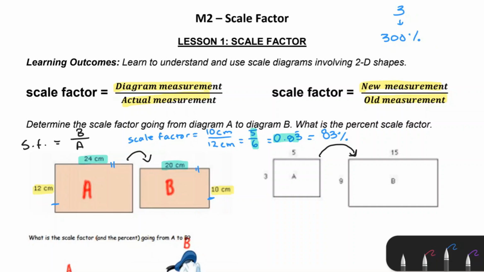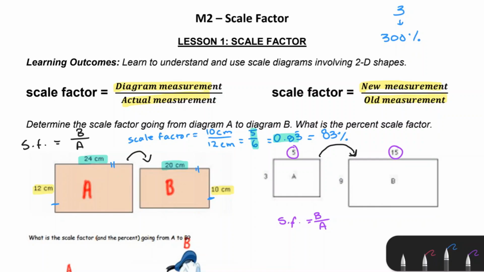So let's look at the second example for a minute. I know my scale factor, again, is going to be B, which is my new shape, over A, which is where I started from. And again, as long as I'm comparing similar sides, I'm okay. I can compare the 15 to the 5. I could also compare the 9 to the 3. Right? But I cannot mix and match. I cannot compare the 3 to the 15 and the 9 to the 5 because those aren't scaled equally.